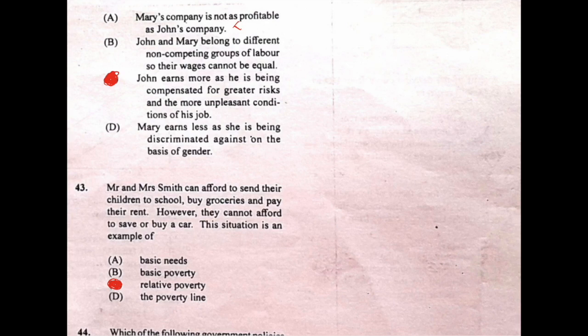So this is where the consumer is able to buy certain things, but this would still be considered below the average income level of their nation. So in this case, maybe in this nation the average income level can actually buy a car, but Mr. and Mrs. Smith can afford their basic needs but aren't able to get the car. So this would be relative poverty.